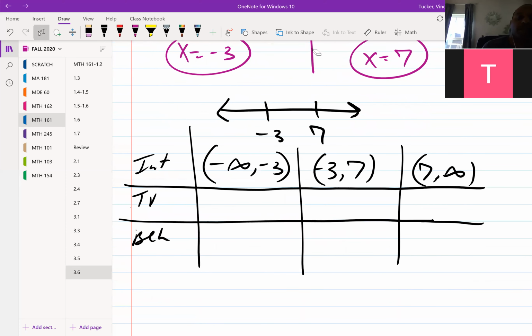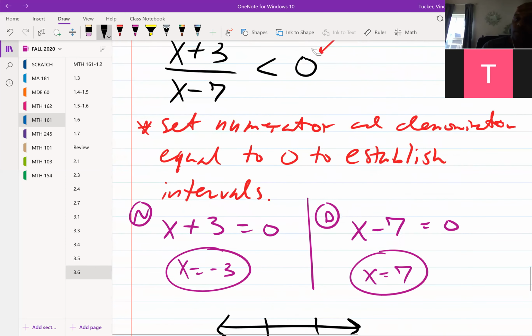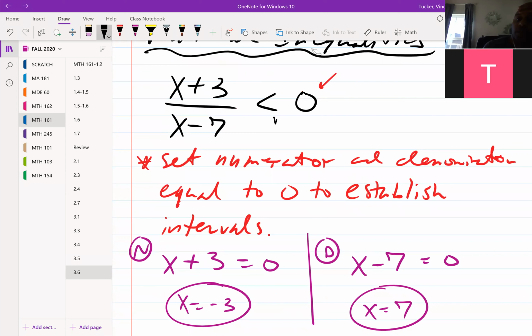Test values: anything less than negative 3. Then we're looking at negative 3 and 7, something between that, 0, and then something greater than 7, 8. Now remember, when you use parentheses, we are excluding the value. You cannot use 7 or negative 3. We're looking at this inequality, which told us to use parentheses.